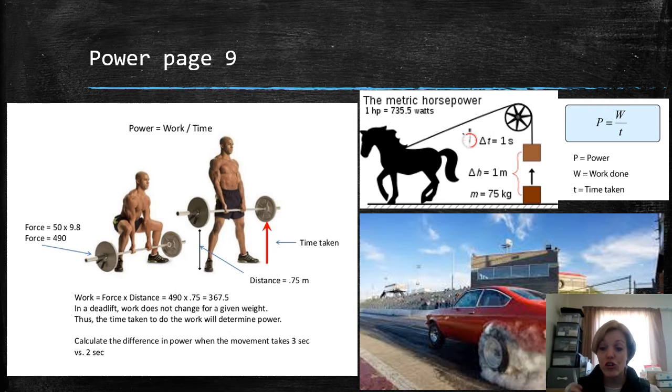So make sure that you write this down as just a quick example and use watts as your unit. So it should be for 2 seconds 183.75 watts, for 3 seconds 122.5 watts. Have a look and we will carry on to the next section.